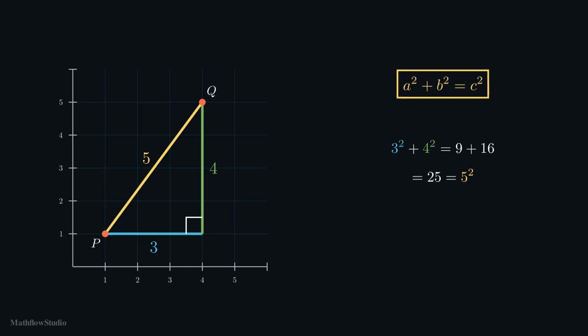So in any right triangle, the squares of the 2 legs add up to the square of the hypotenuse. Next, we'll use this very idea to measure the distance between any 2 points on the plane.